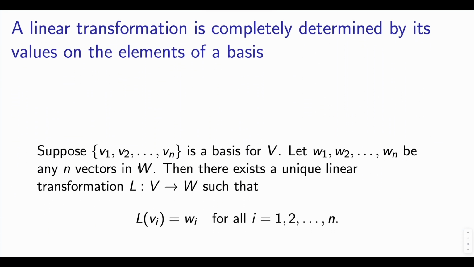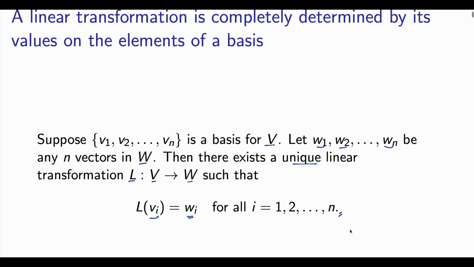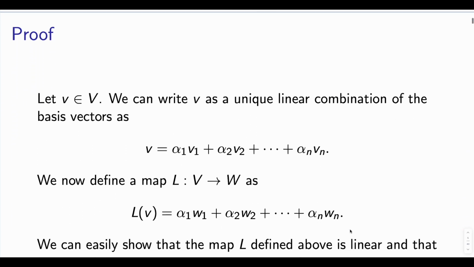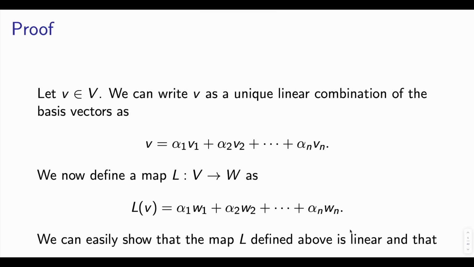So the result: suppose V1, V2, ..., Vn is a basis for V and W1, W2, ..., Wn are vectors in W. Then there exists a unique linear transformation L from V to W such that L of Vi is equal to Wi for all i equal to 1 to n. So let us see how to prove this result.